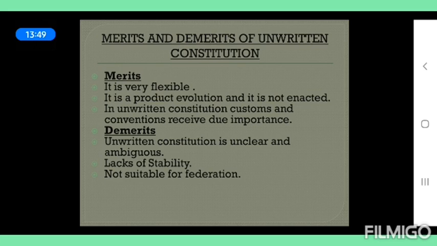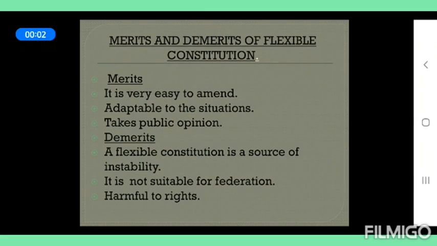So next we'll discuss, okay students, the merits and demerits of a flexible constitution. A flexible constitution is one which can be easily amended, and the example of a flexible constitution is the British constitution. Similarly, a constitution can be described as flexible if the procedure of amending is simple and changes in the constitution can be easily made.